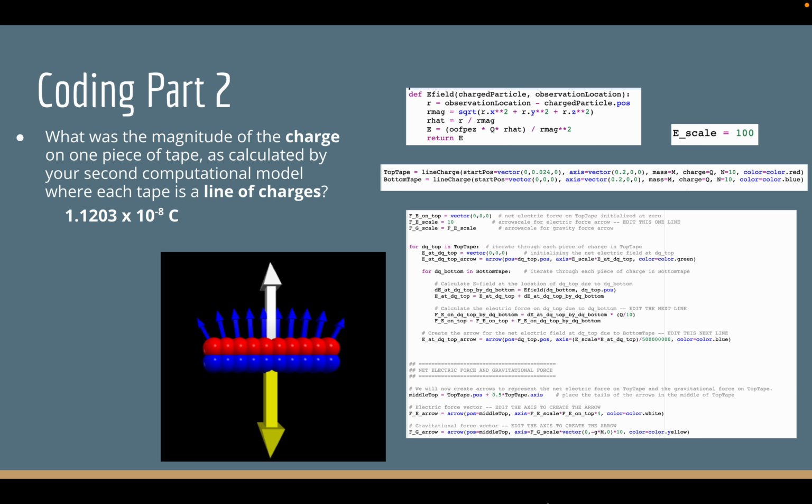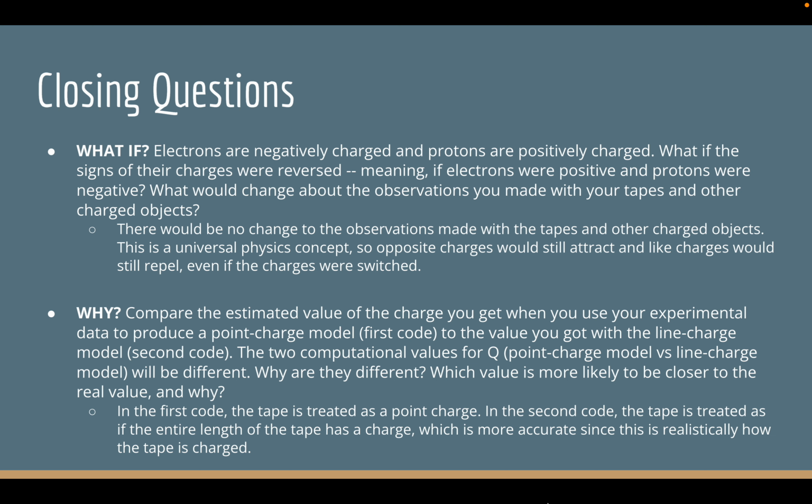For the what-if question, there would be no change to the observations made with the tapes and other charged objects if the charges were switched. This is a universal physics concept, so opposite charges would still attract and like charges would still repel. For the why question, the tape is treated as a point charge in the first code and as a line charge in the second code. The second code is a more accurate representation since this is realistically how the tape is charged.